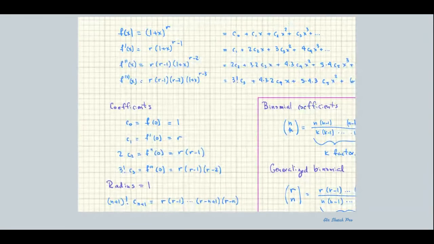Now let's look at this a little more and actually figure out what this means in terms of the coefficients. We can find all of these coefficients just by plugging in 0. And if I plug in 0 into the original function, I get just 1, right? And that's going to be the first coefficient, C0. If I plug in 0 into the first derivative, I get r times 1 to a power, but that's just 1. I get r.